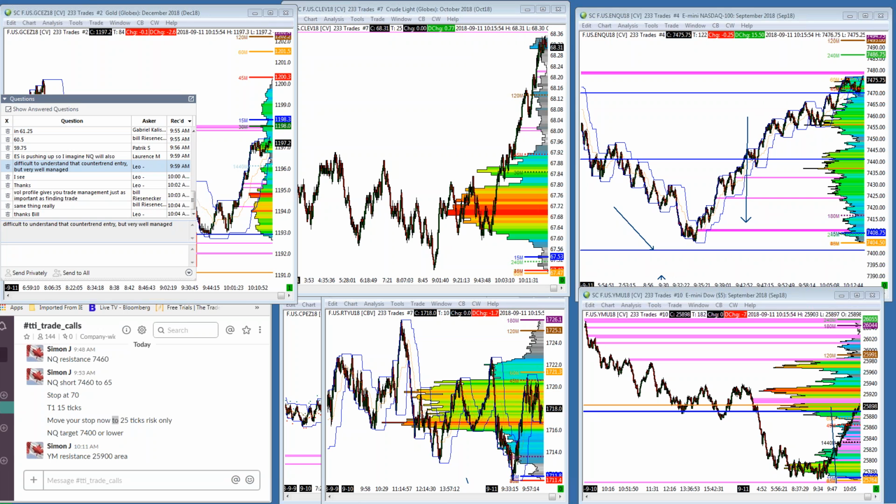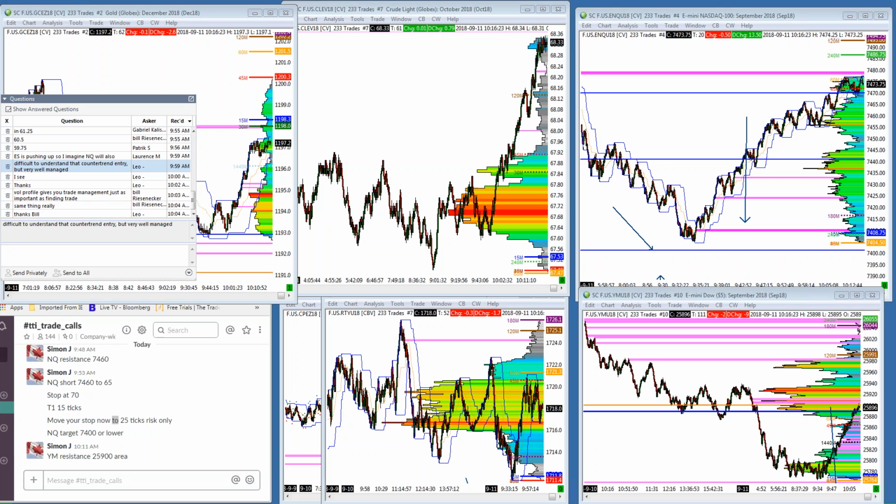So if you get 25,900 short on YM or any price here, short, please. Get your 7 ticks and have a stop loss at 25,920 for now, until you get your first target. 20 is your stop, okay? And when you get your first target, move your stop loss a bit lower. Let's see.